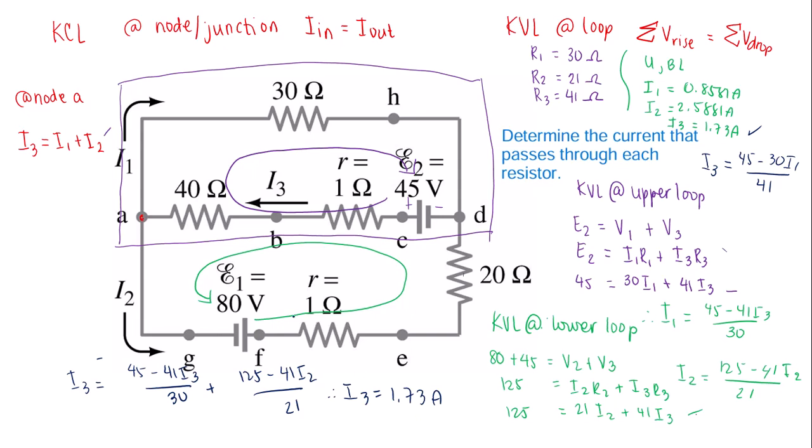So regardless if you have upper loop, lower loop, upper and lower, upper and big loop, you should get about the same values for current for this example.